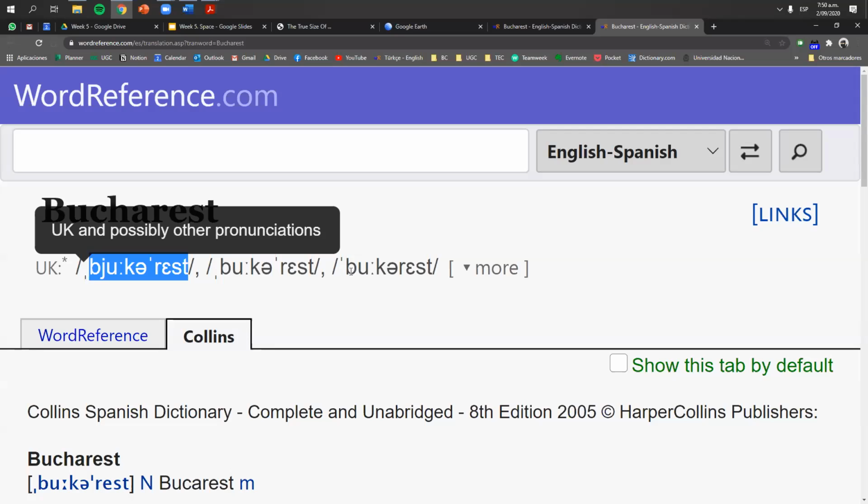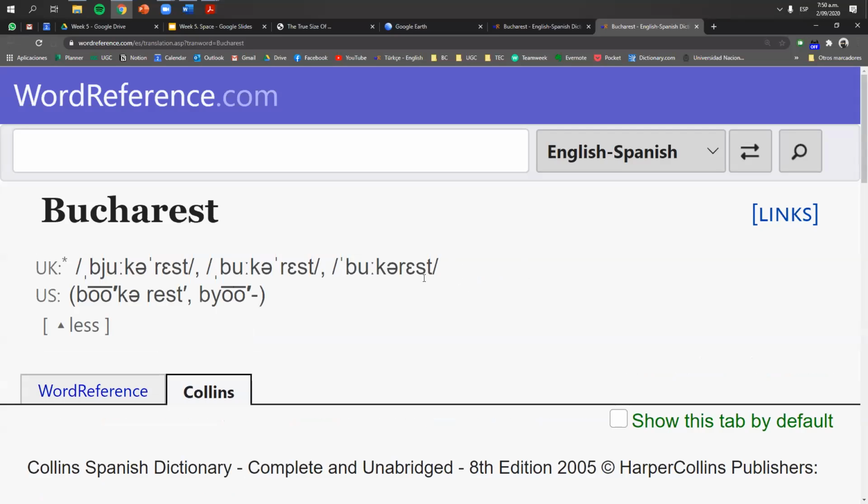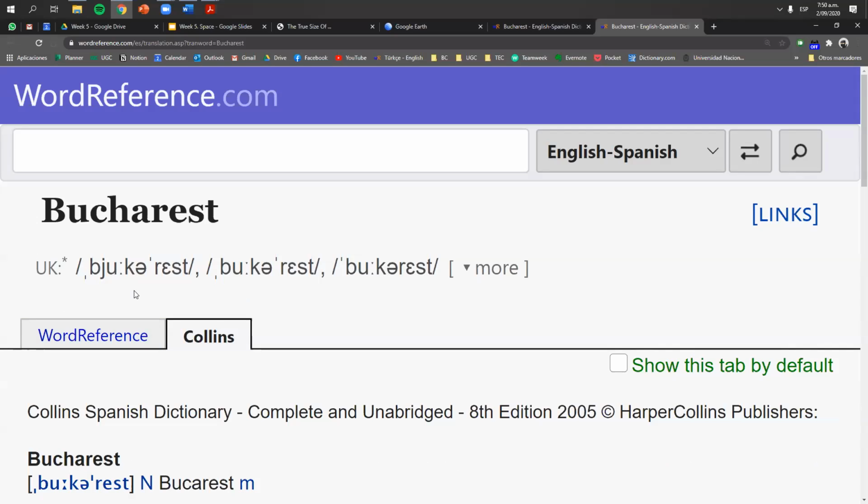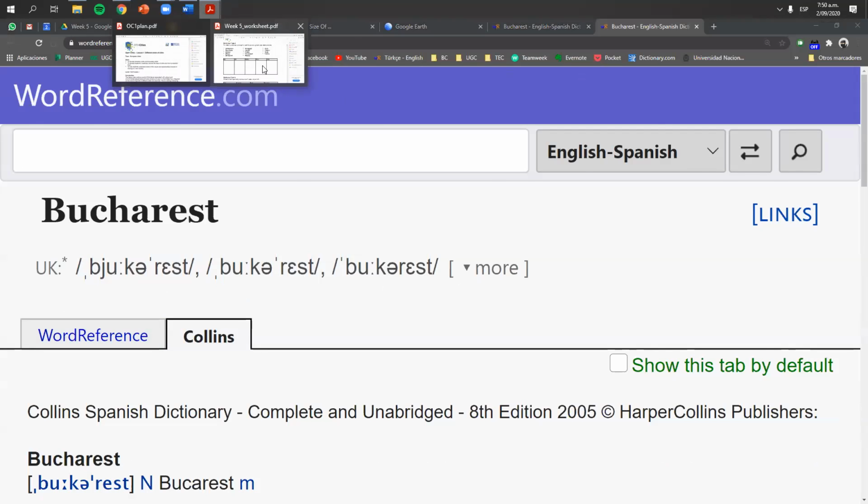So Bucharest is the less popular pronunciation. So we would have that. In that case, it's Bucharest, you see? So that's how you would, guys, do this exercise.